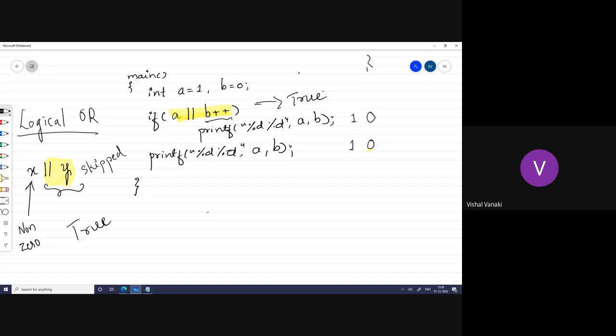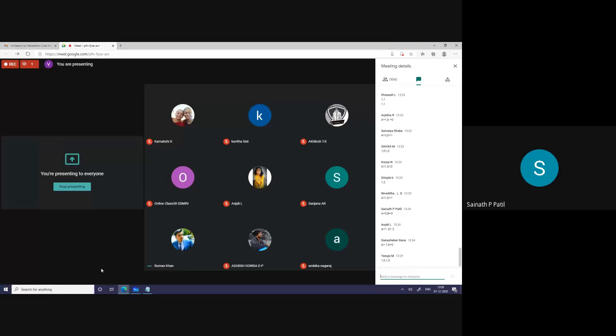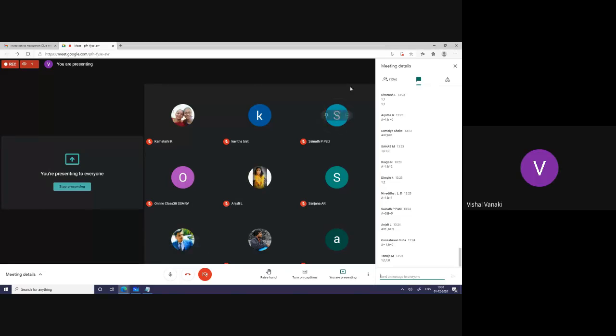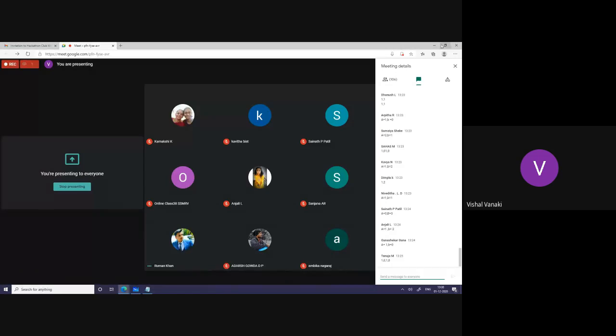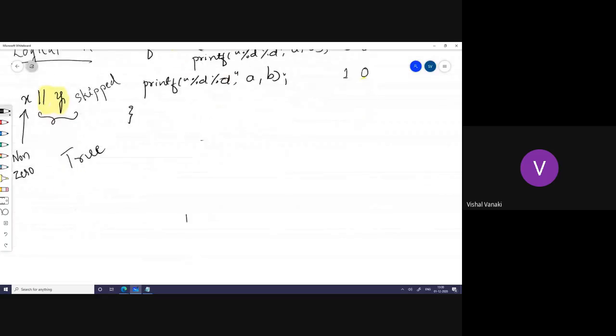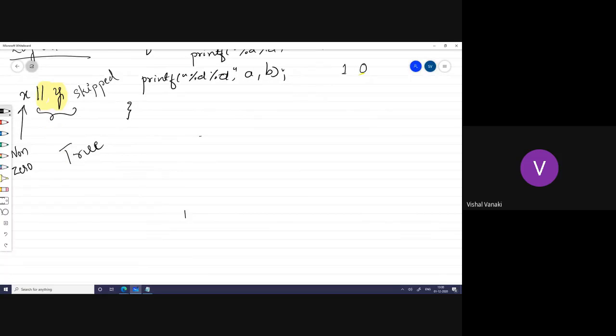So are we clear on this concept now? How does an OR operator work? This is one of the best features of the OR gate. This is very useful in a lot of programs while writing a program. Are we clear on this? Yes. Okay, thank you. Moving on to the next part, I will tell you where this will be useful. Many programmers will use it.